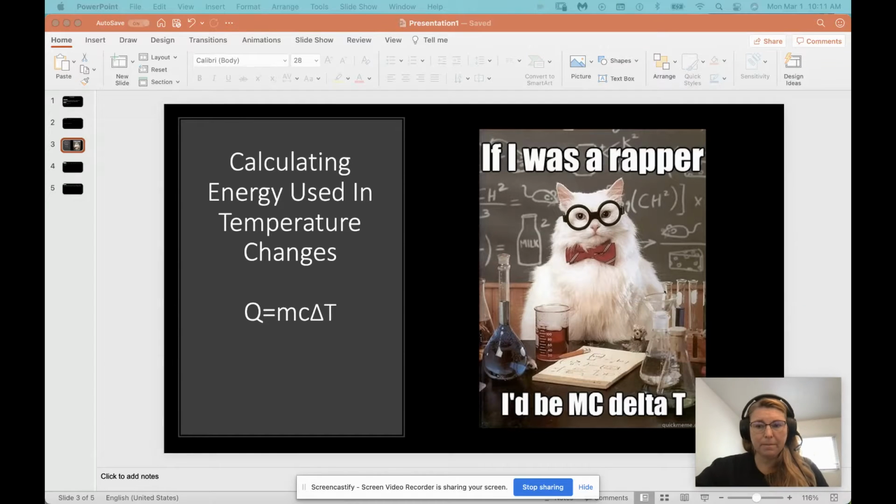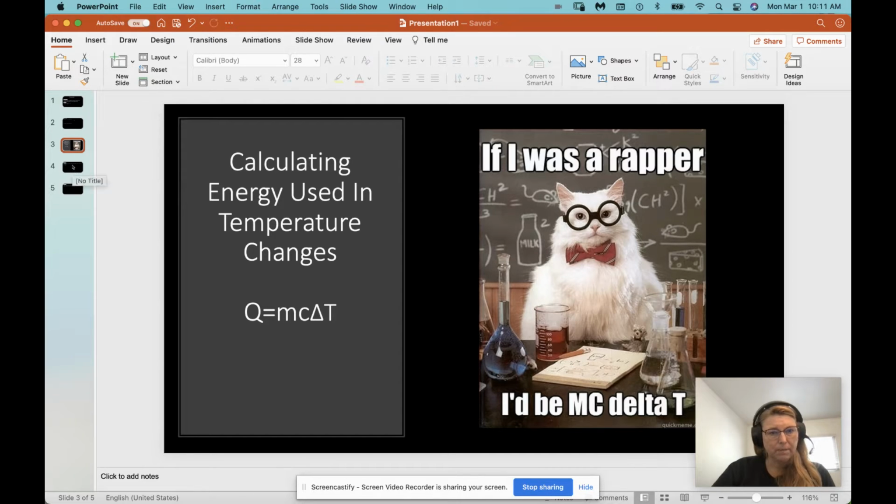Hi, I'm going to film another short video to show you guys examples of how to use this equation, Q equals mc delta T, in order to calculate the energy that's used in temperature changes in chemical systems. Here we go. This is mostly just to make sure that we have a chance to see some examples.